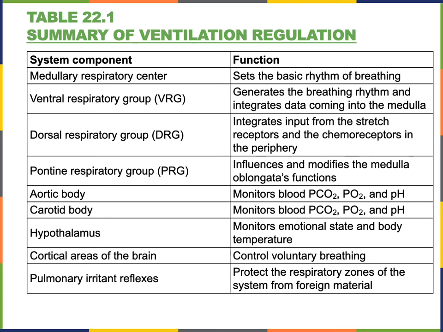This table summarizes the major factors influencing the pulmonary ventilation rate. While the medullary respiratory centers include the ventral respiratory group and the dorsal respiratory group, it is the pre-Botzinger complex of neurons in the ventral respiratory group that generates the breathing rhythm.